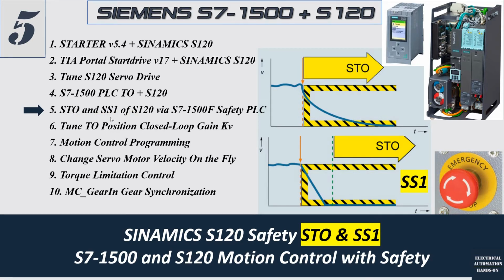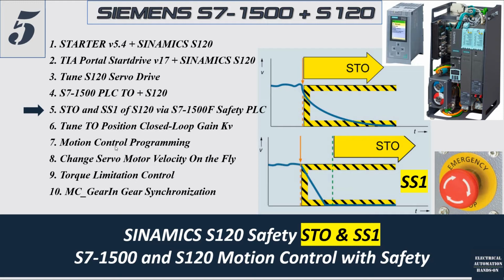The STO and SS1 safety functions are widely used and are the basic safety functions for all applications that need safety control. As you can see from the sequence of this series, the reason why I talk about STO and SS1 before drive tuning and motion control programming is that for most motion control systems, we need to set up the safety control first. That paves the way for further tuning and motion programming, and guarantees you have a safety function enabled, so you can press the E-stop, shut down the torque and stop the drive.